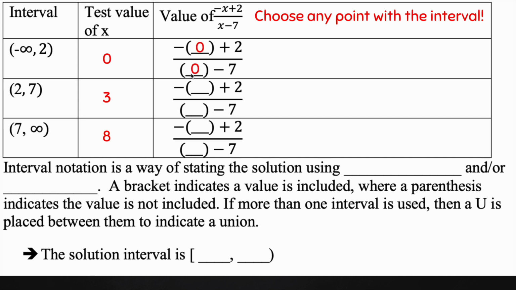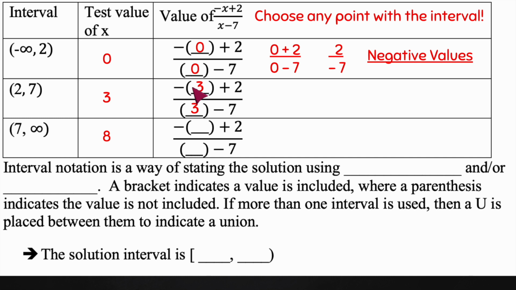All right, so now I'm going to plug in zeros here. So negative 0 is just 0. 0 is also 0, so I end up with 0 plus 2 and 0 minus 7. So just 2 over negative 7, which does mean that it's negative, right? Because I have one negative here. So this is negative values. This means I don't really want this interval because it's not positives.